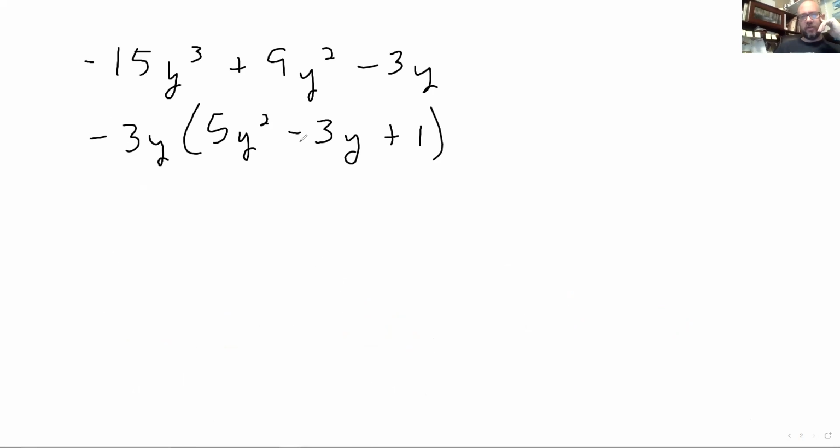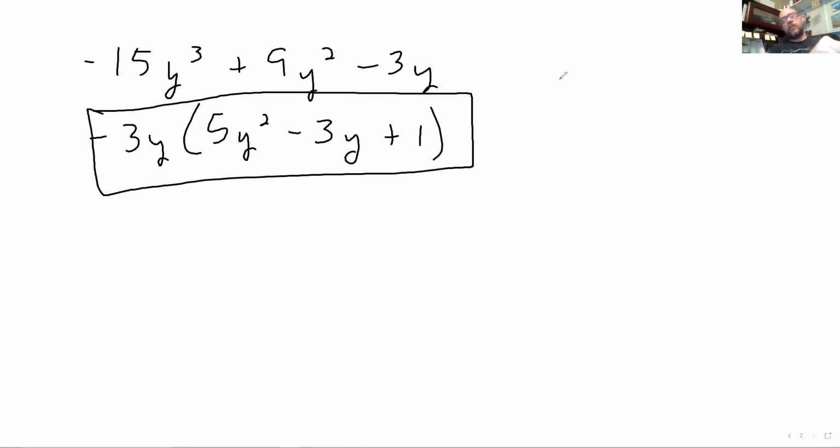And notice that we have to watch these signs, right? This needs to be a minus, so that when I go minus 3y times minus 3y, that gives me plus 9y squared. When I pull a negative out of a positive, it leaves me with a negative. That's pretty much all there is to that.